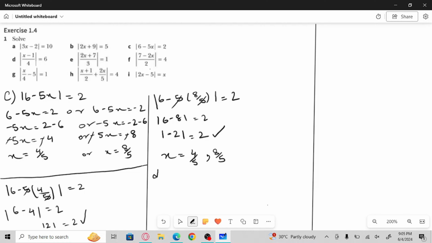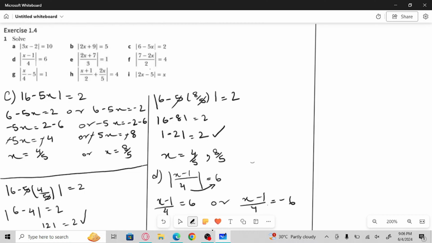Okay, part D says that the modulus of x minus 1 upon 4 is equal to 6. So what we'll do again, two possible values: x minus 1 upon 4 is equal to 6, or x minus 1 upon 4 is equal to negative 6. A quick reminder that you cannot at all pull out this 4 and directly multiply it by 6 without opening the modulus, because that will make the question incorrect. You can't ignore the modulus anywhere.